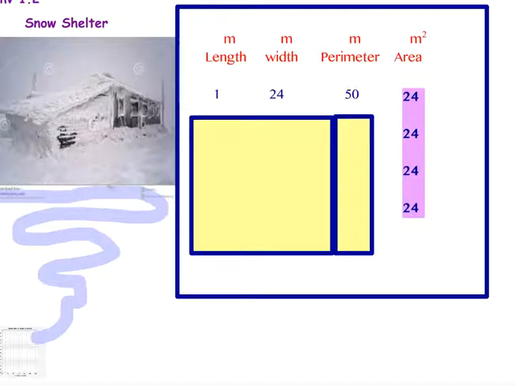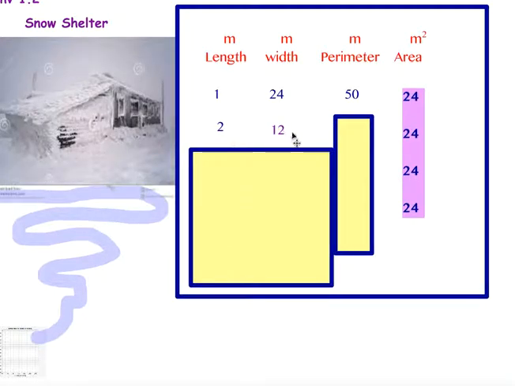In our book, there were 2 investigations we did. The first was about a snow shelter. The snow shelter assumed that the area would always be constant, 24, and they wanted us to see how the perimeter varies. Well, we thought of all the factors of 24 to come up with the different rectangles we could create. So 1 times 24 is 24.